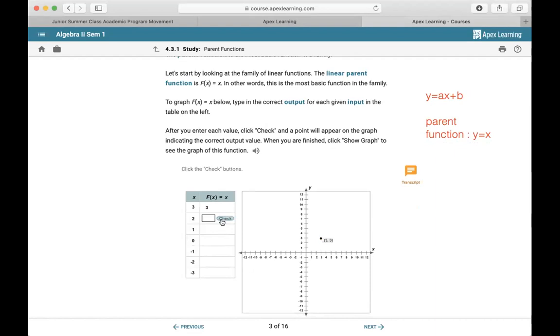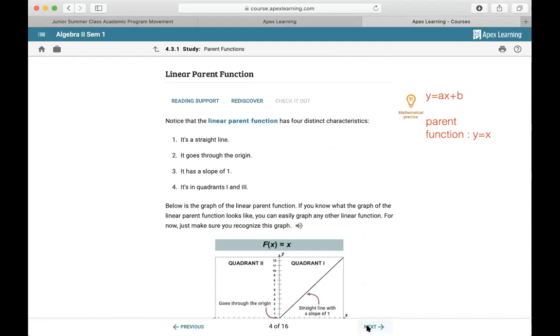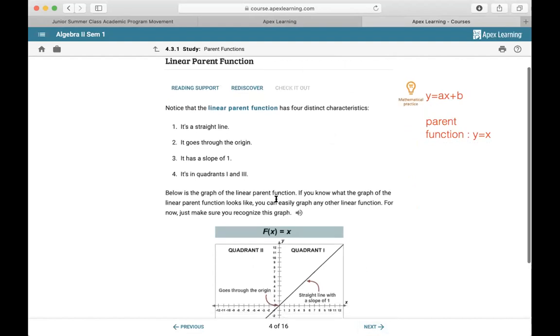This is going to take a little bit of time, so I want to just go through a couple. If you plug in 3, you're going to get out 3. You plug in 2, you're going to get out 2. 1, -1, all that stuff. And we're going to end up with that linear, that straight line.